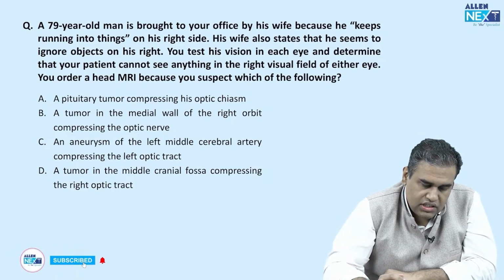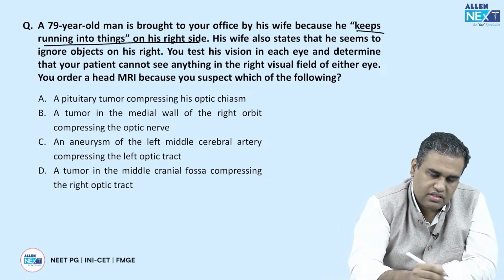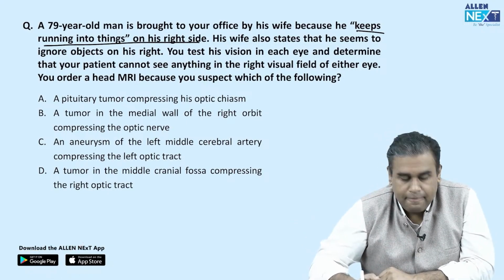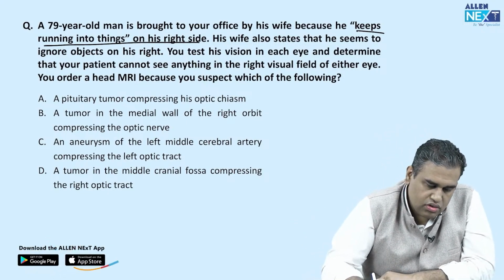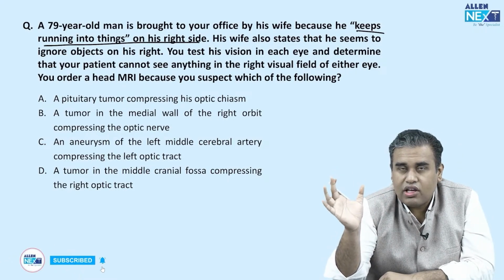A 79-year-old man is brought to your office by his wife because he keeps running into things on his right side. This single line is quite important. He keeps running into things on his right side. His wife also states that he seems to ignore objects on his right. Remember, he can't see things on his right. I hope you're getting the point.